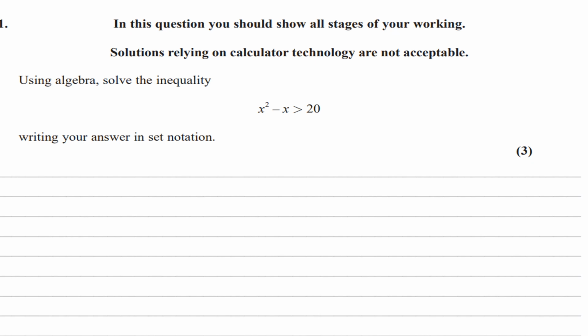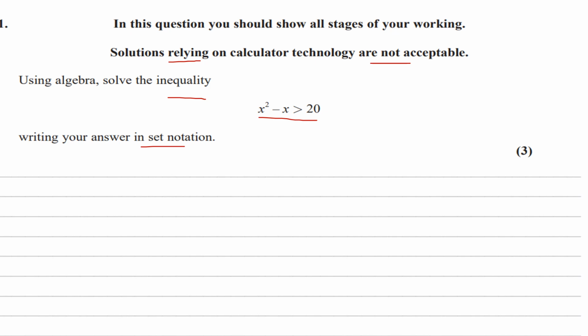It says in this question you should show all your stages of working. Solutions relying on the calculator are not acceptable. Using algebra, solve the inequality x squared minus x is bigger than 20, writing your answer in set notation. So this is what I call a quadratic inequality.